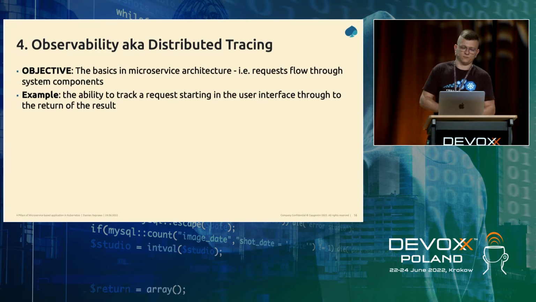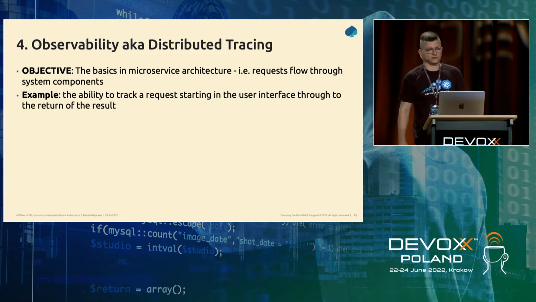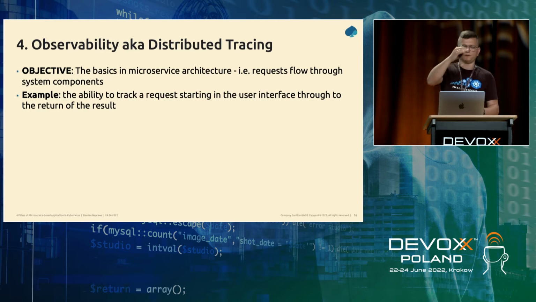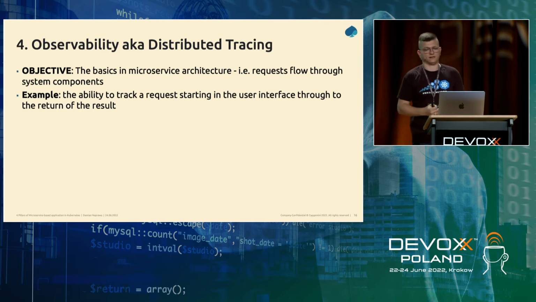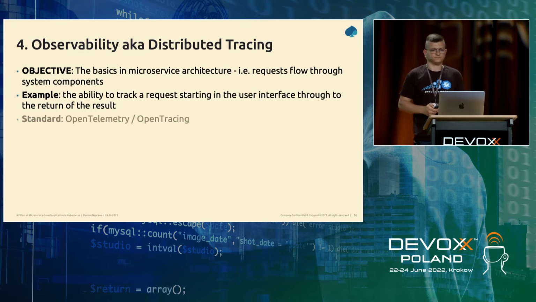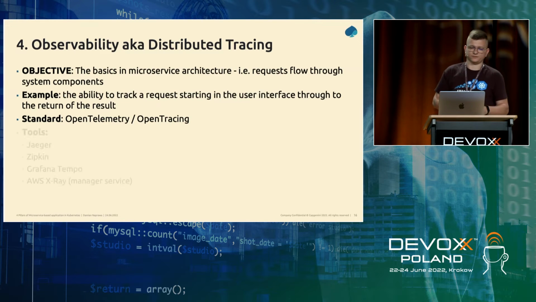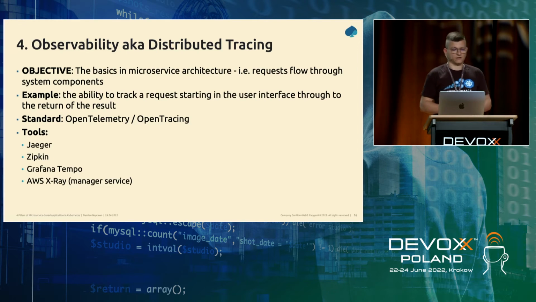Of course, we have this microservice architecture. So how to validate what was wrong during the request life cycle? Observability can help with this. We have two standard approaches regarding observability. It's OpenTelemetry and OpenTracing. There are also multiple ways to do that, and there are multiple tools which can help you with this. And today we will be using Jaeger.